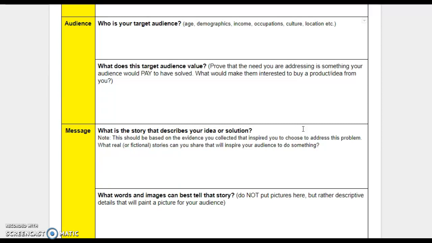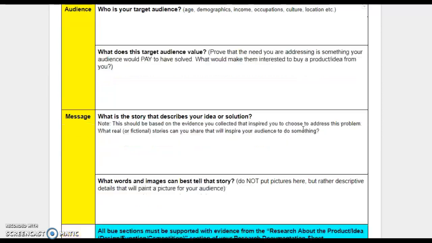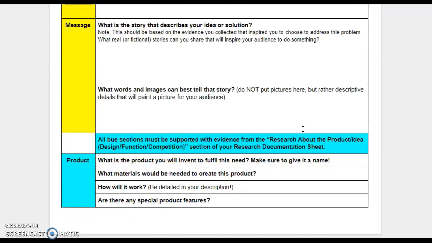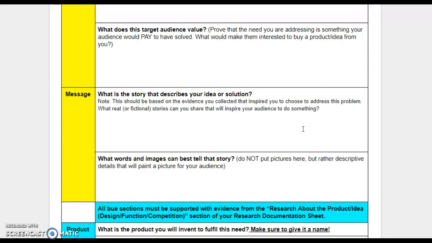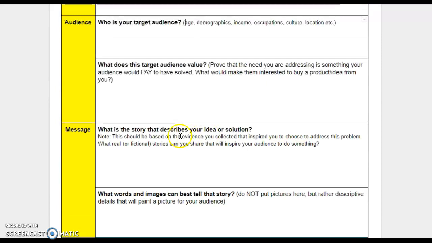For some of these sections, for right now, if you feel like you want to go with bullet pointed lists and you want to focus more on organizing some of that later, that's fine. But you do need to make sure that you've got really well thought out ideas. The last section for this one is just what is the message that you want to convey? And so, what is that story that describes your idea or solution? So, again, based on evidence, but your goal here is to communicate what inspired you to choose to address this problem. What real or fictional stories could you share that would inspire your audience to do something?